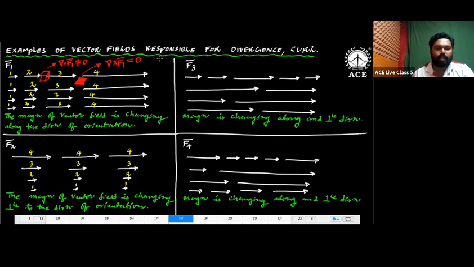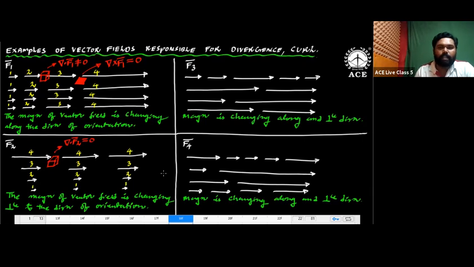Now let us observe the second one here, second example. So how do you investigate the divergence? Place some small piece of box. How much is entering? 7. How much is leaving? 7. So what about the divergence here? Divergence of F2 is equal to 0.